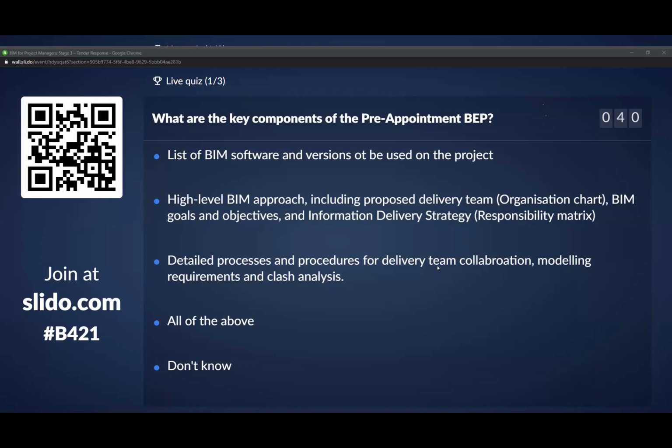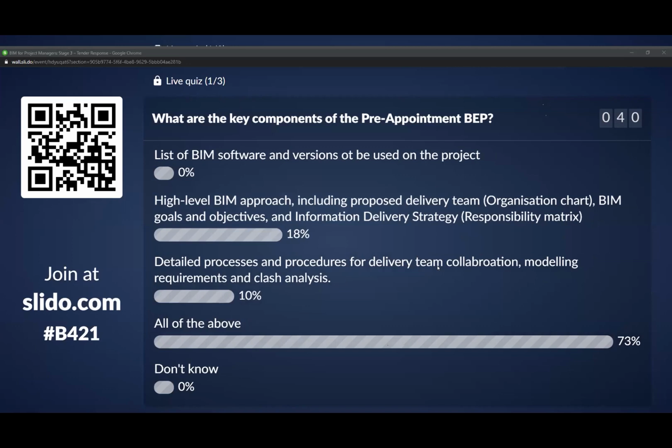Cool. Shall we have a look at the answers? Okay, so a lot of people supporting all of the above. So I guess this is one of those ones that's a bit, you could describe a BIM execution as covering all of the above, but at pre-appointment stage, I think what we're saying is it's the second answer, because we want to keep it quite high level for the owner to review, so they don't need as much detail at appointment stage, so it doesn't cost lots of money for bidders to write lengthy BIM execution plans.